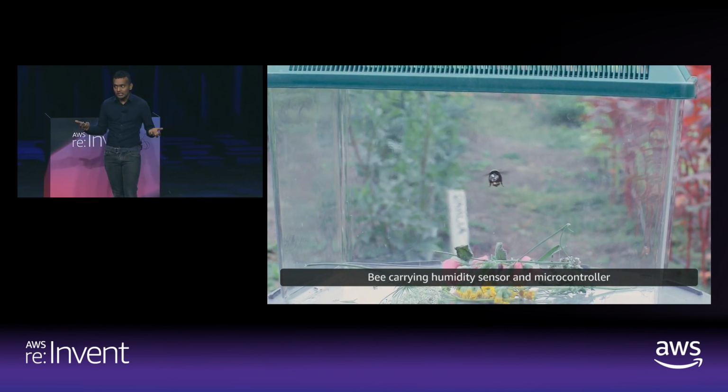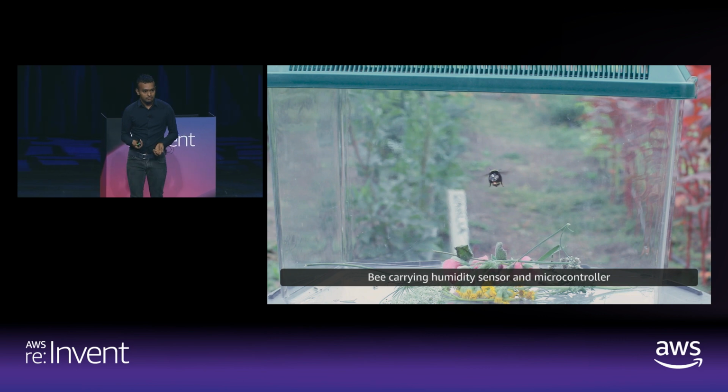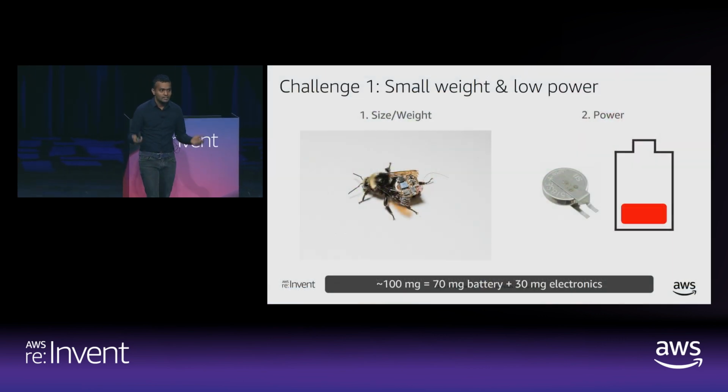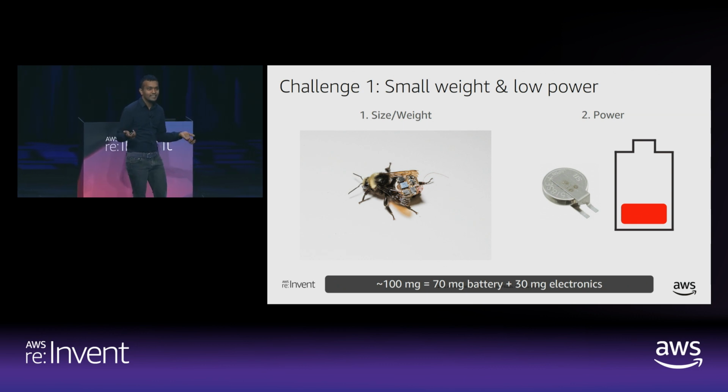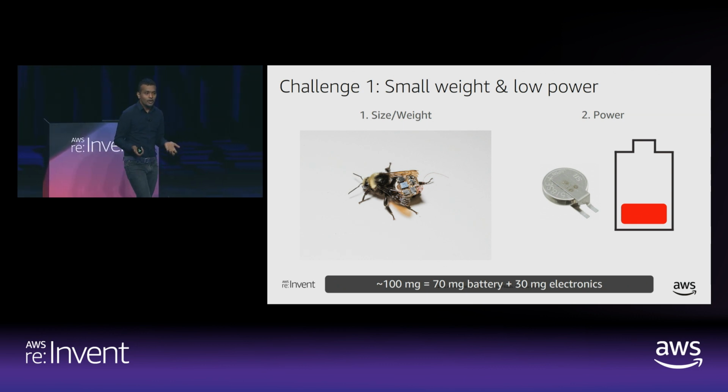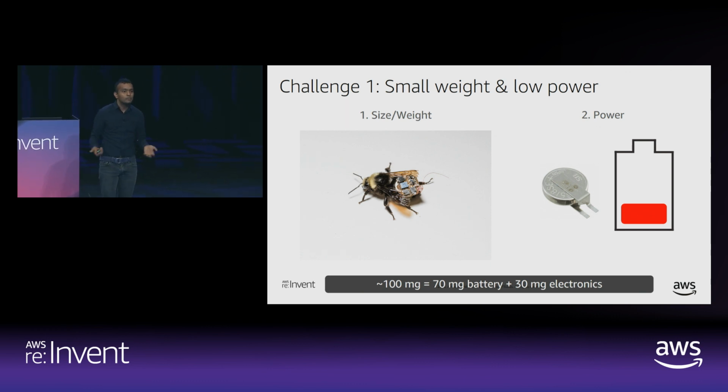So what are the challenges in actually achieving this? There are multiple challenges. The first challenge is that we're talking about a bee. It can't really carry a lot. It's a pretty tiny insect. So it turns out that if you look at an American bumblebee, they can carry at most around 100 milligrams.